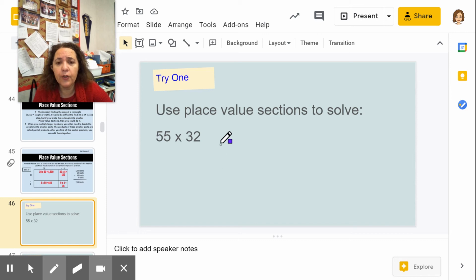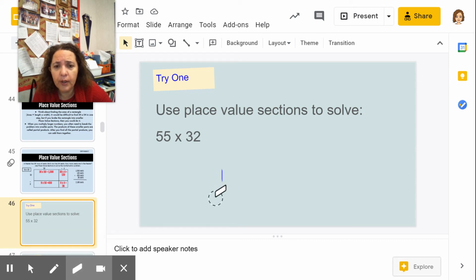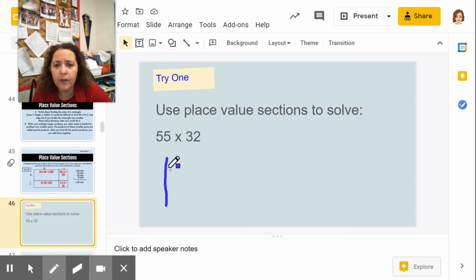Okay. So the first thing I'm going to do is draw my place value section box, but let me move it over here because I want to have room to do my math also. So I'm going to do my place value section box over here.